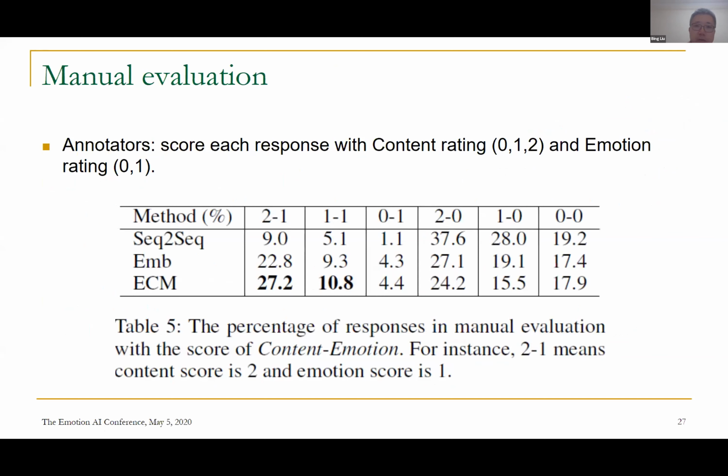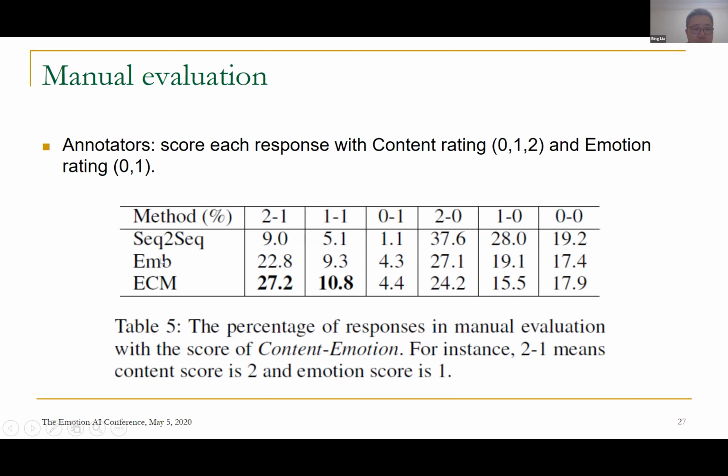We have different kinds of evaluation, but I just show you one, the human evaluation. It basically asks a human to give a rating: whether the content of the response is good or not, 0, 1, and 2, and whether the emotion is correct or not. And you can see we have 2 baselines. This is the normal sequence to sequence. Another one is the embedding, which is very simple as well.